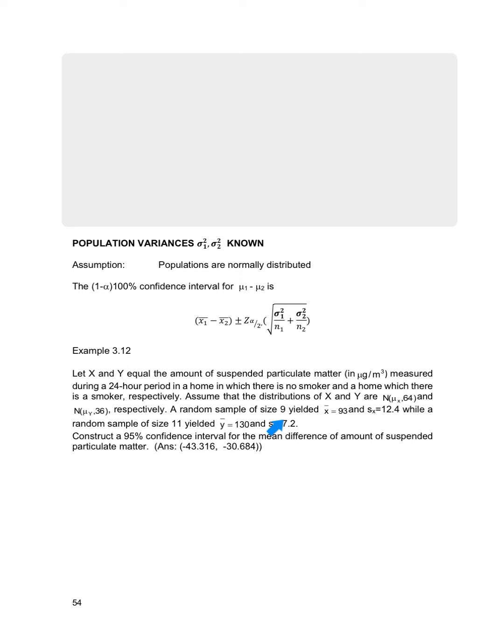A random sample of size 9 yielded X bar equals 93 and sample standard deviation equals 12.4, while a random sample of size 11 yielded Y bar equals 130 and sample standard deviation equals 7.2. Construct a 95% confidence interval for the mean difference of the amount of suspended particulate matter.